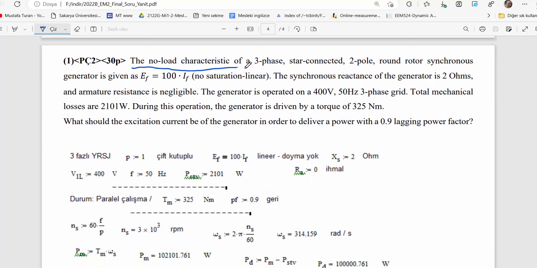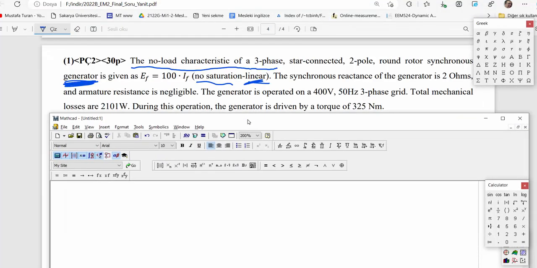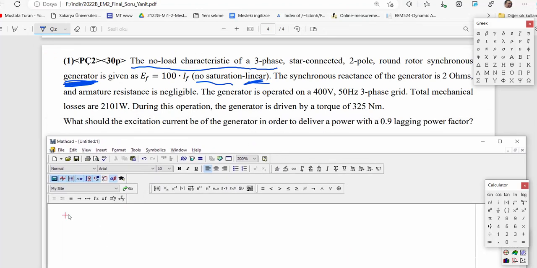The no-load characteristic of a three-phase star-connected two-pole round-rotor synchronous generator is given. There is no saturation and the machine is assumed linear. Okay, let's write what we have done so far. No load curve, but it is star connected generator.